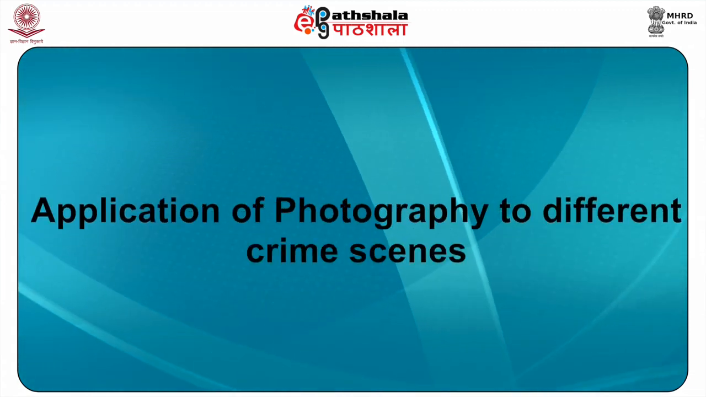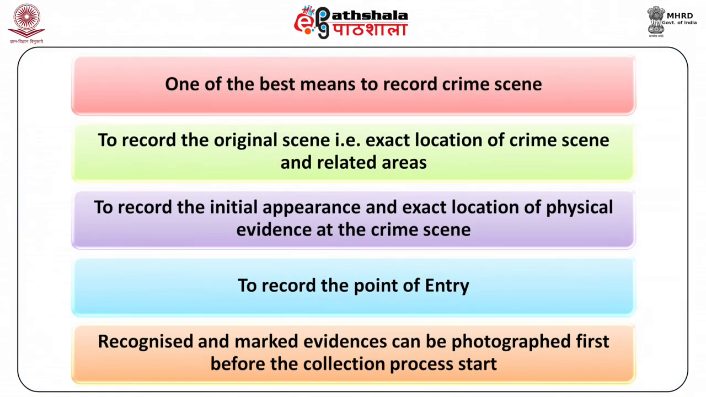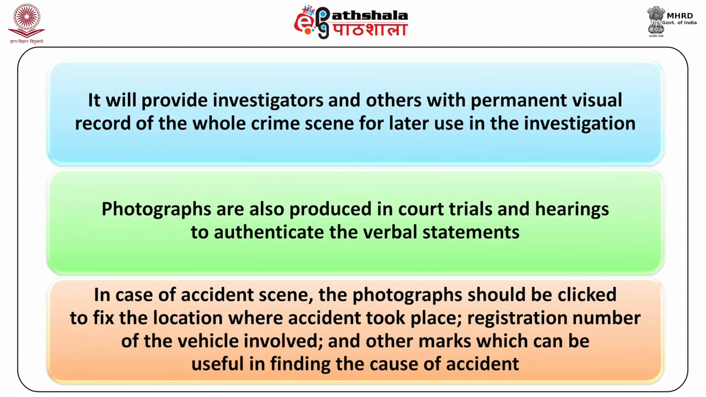Now, application of photography to different crime scenes. A. Purpose of crime scene photography. In this, the first point is that it is one of the best means to record the crime scene. Second, to record the original scene, which means the exact location of the crime scene and related areas. Third, to record the initial appearance and exact location of physical evidence at the crime scene. Fourth, to record the point of entry. Fifth, recognized and marked evidence can be photographed first before the collection process starts. Sixth, it provides investigators and others with a permanent visual record of the whole crime scene for later use in the investigation. Seventh, photographs are also produced in court trials and hearings to authenticate the verbal statements.